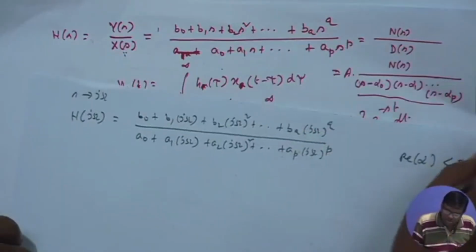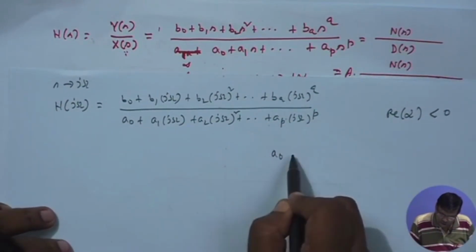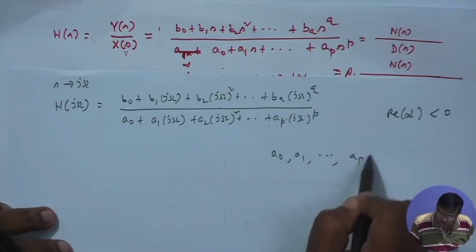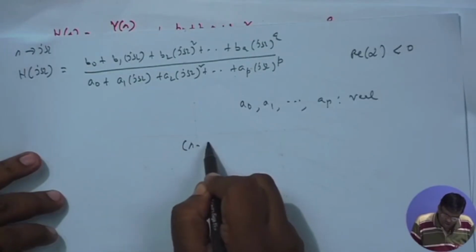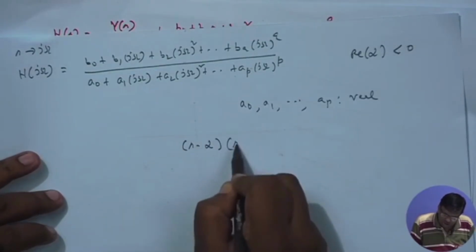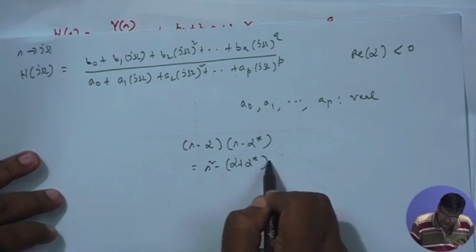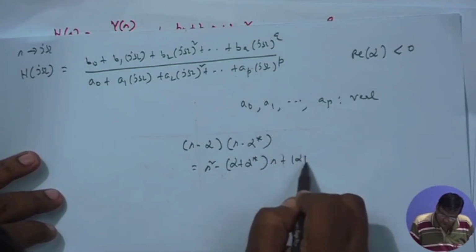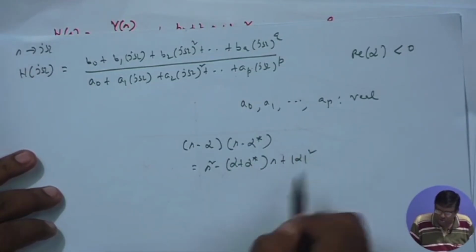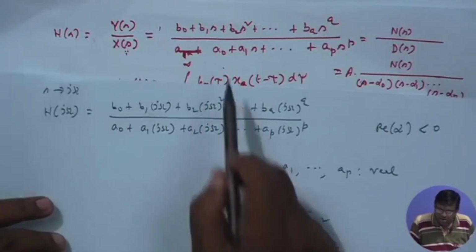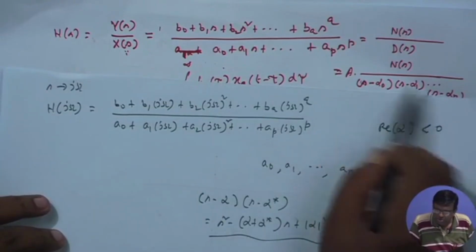And one more thing, suppose these coefficients A0, A1 dot dot dot AP are all real, then either there will be a real pole or there will be a complex conjugate pole. That is, if there is a pole at alpha, there must be one at alpha star, so that you have S square minus (alpha plus alpha star) S plus mod alpha square. This is real and this is real. Alpha plus alpha star means twice the real part, and then mod square. Okay. So, that is another thing, that if you have real coefficients, then either you will have a real pole or you will have conjugate poles.